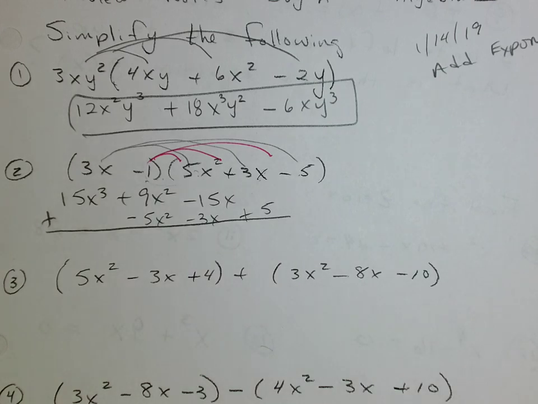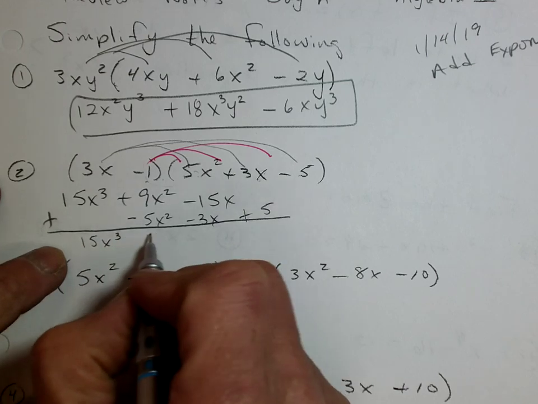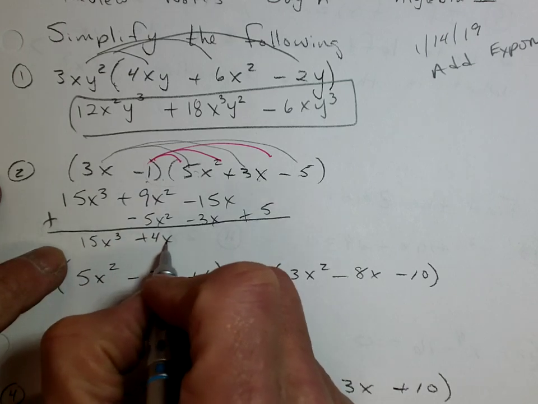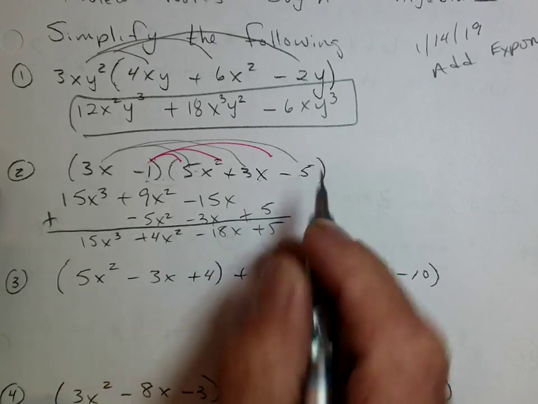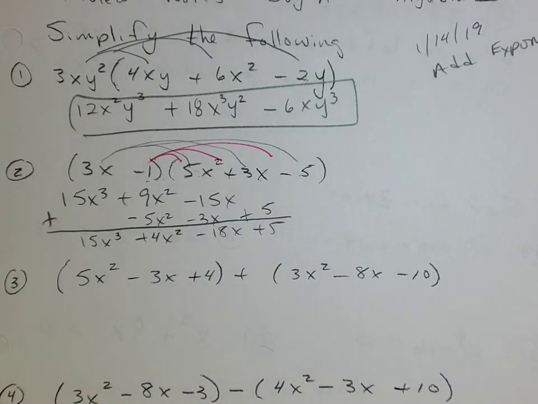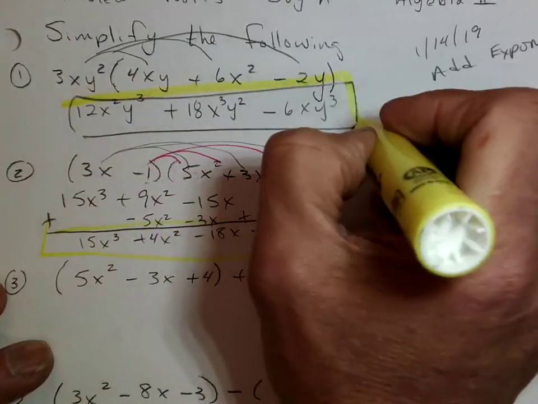And by the way, if I get going too fast, will you tell me, please? Okay. 15x to the third plus 4x squared minus 18x plus 5. I'm going to circle my answers and highlight them, okay? There we go. Answer. I'll just highlight the answers, okay?